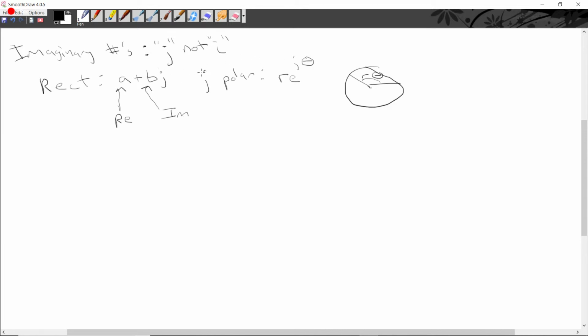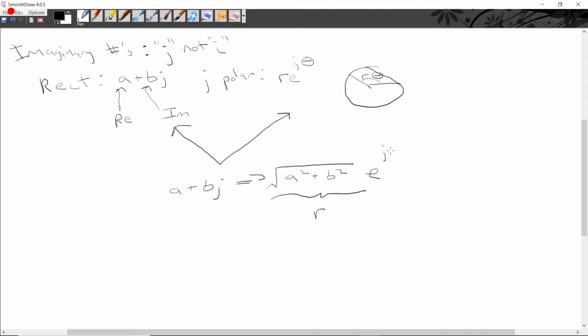So we have our two forms, rectangular and polar. How do we interconvert between the two? Well, here's another important formula you should know. If we have a complex number, a plus bj, we can represent it in its polar form by doing the following. Square root of a squared plus b squared, that turns out to be equal to r. Then we do e to the j arctan b over a.